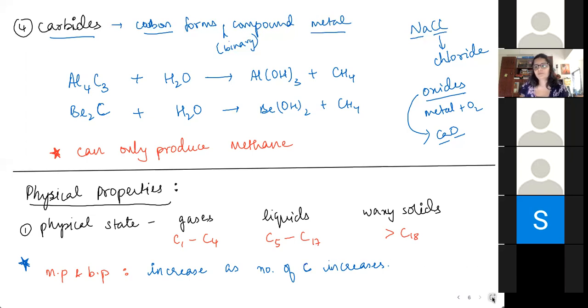Now, what about these 4 options? Suppose I have pentane, isopentane, and neopentane. Which one will have the highest boiling point? Which one will have the lowest? What will be the trend in boiling points between these 3? Or will they have equal boiling points?